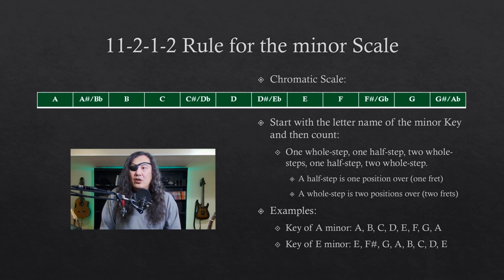So we're going to start with E. Since we're in the key of E minor, E is the letter name of the key, so we're going to start there on the chromatic scale. And then we're going to count out 1-1-2-1-2. We're going to apply our 1-1-2-1-2 formula.